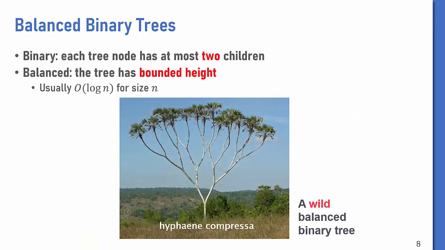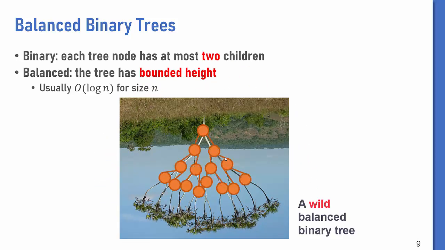A P-tree is a very simple balanced binary tree. Binary simply means that each node has at most 2 children, and balanced usually aims at bounding the tree height in the order of log n for a tree of size n. On the screen, we have a wild balanced binary tree, and this is exactly what we're interested in. But computer scientists look at it upside down in an abstract way like this.